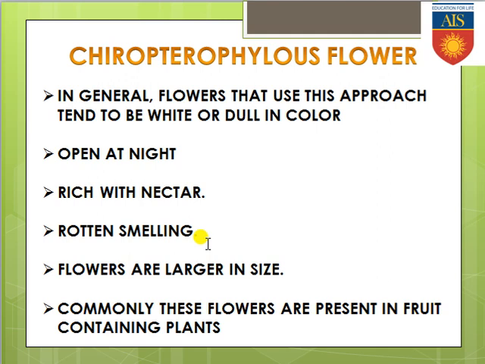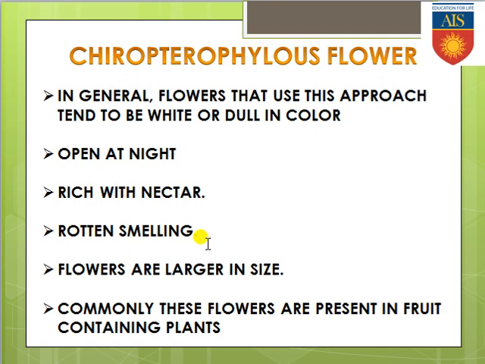Rotten smelling. This specific type of flower releases odorant molecules, a smell which is rotten. Okay, so obviously by the help of the rotten smell, the bats get attracted more. So for attracting them, that kind of smell is also released by the flower. Flowers are larger in size. Obviously if the flowers are larger in size, even if they are dull in color or white, the bats can properly distinguish those flowers in the plants. So for that reason, these are larger in size.